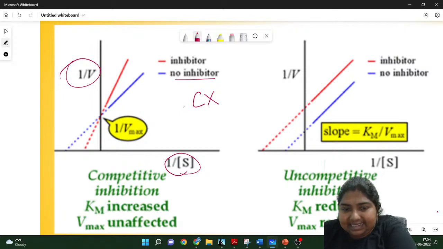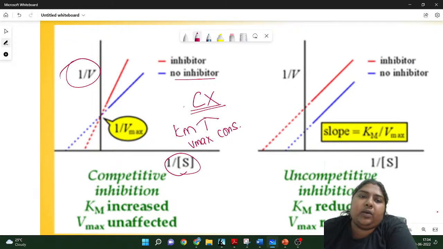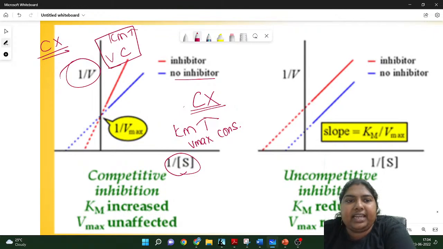Now let us see what is happening to your Km and Vmax. Under competitive inhibition, the Km is increased. So what is happening to the Km? Yeah, CX is the clue. Correct, Siji. So for competitive inhibitors, Km is increasing. But what happens to Vmax? It is constant. So in your competitive inhibition, it is CX. Km is increasing and Vmax is constant. So this is for your competitive inhibition.